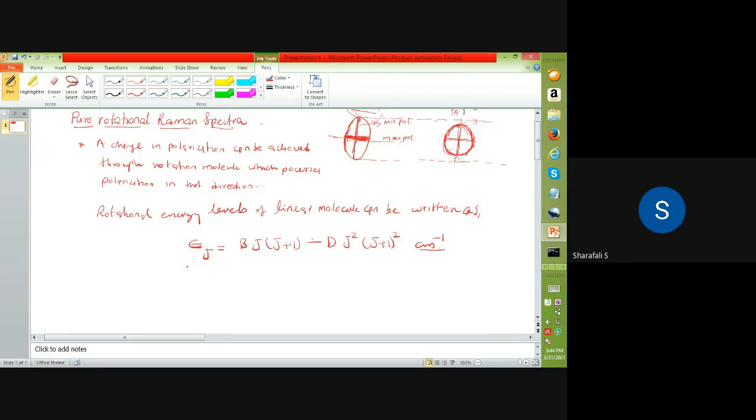Also, in the case of Raman spectra, this distortion constant will not affect much. So under that condition, I will just write it here: Raman spectroscopy, transition. I will write it fast.